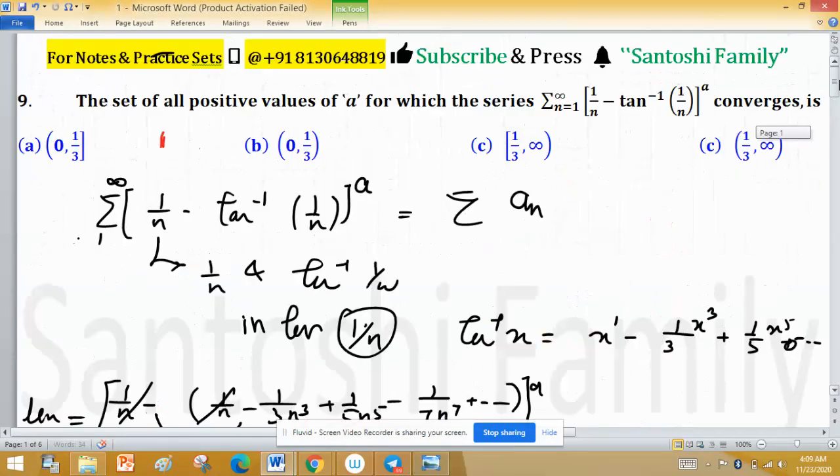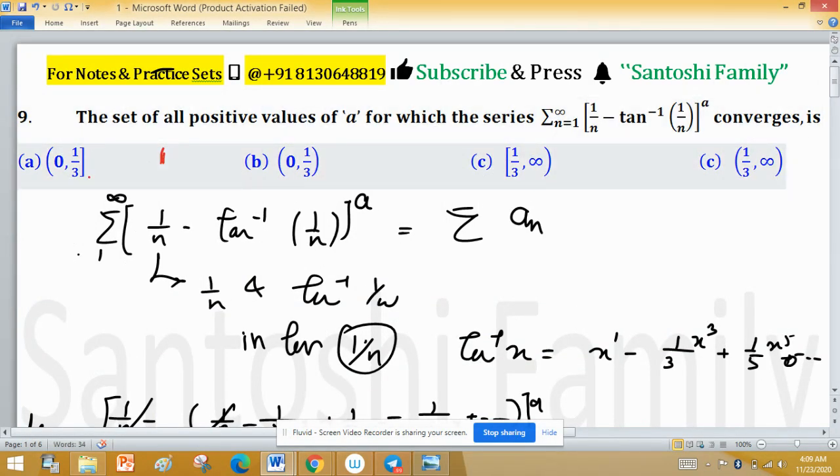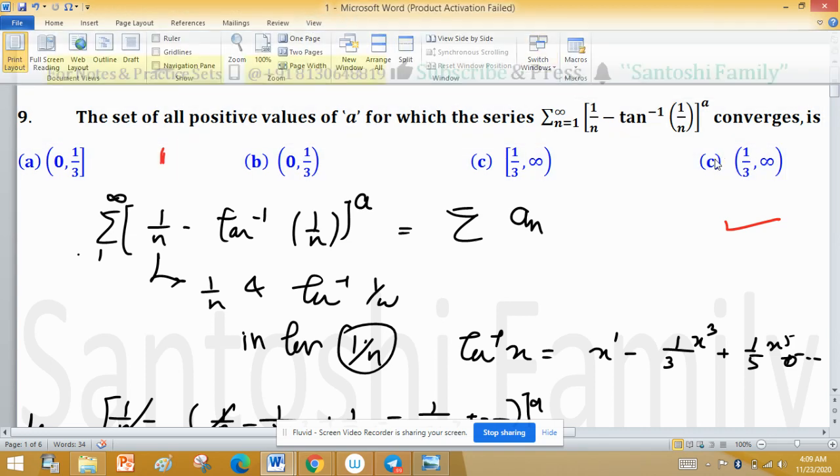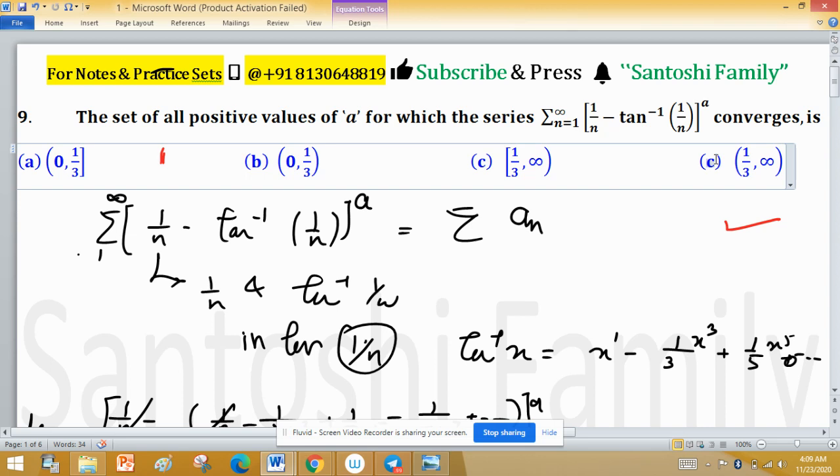So we look at the options. In option A, 1 upon 3 is the right bound, but we need a greater than 1 upon 3. So options A, B, and C are not our right choice. Option D is our right choice. Here C is given, so I make the correction here. It is our option D. Option D is right.